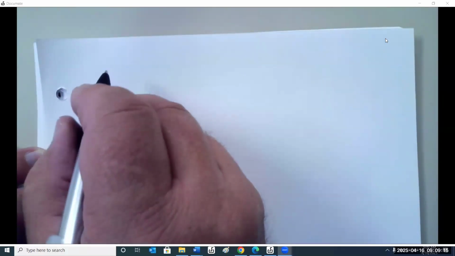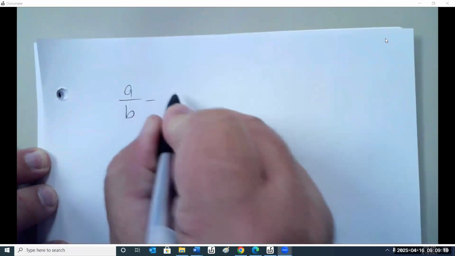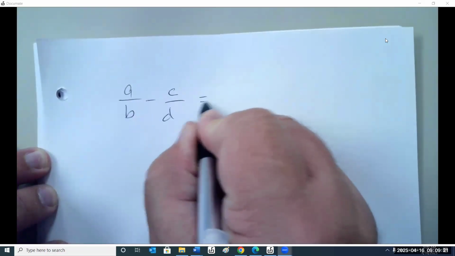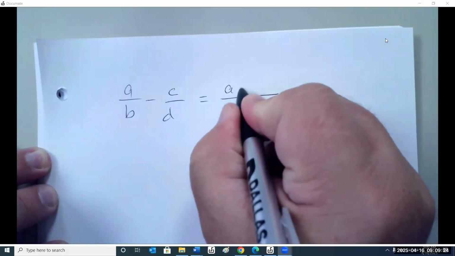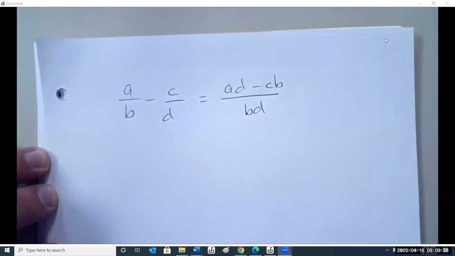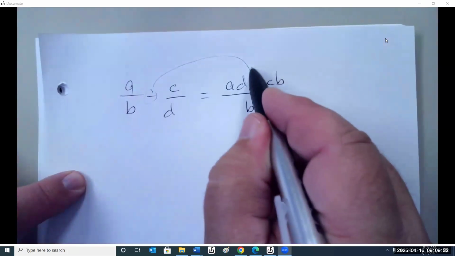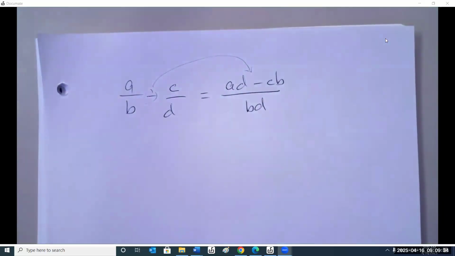Let's see. A over B minus C over D equals AD minus CB over BD. It used to be plus, now we change it to minus. That's all that changes.